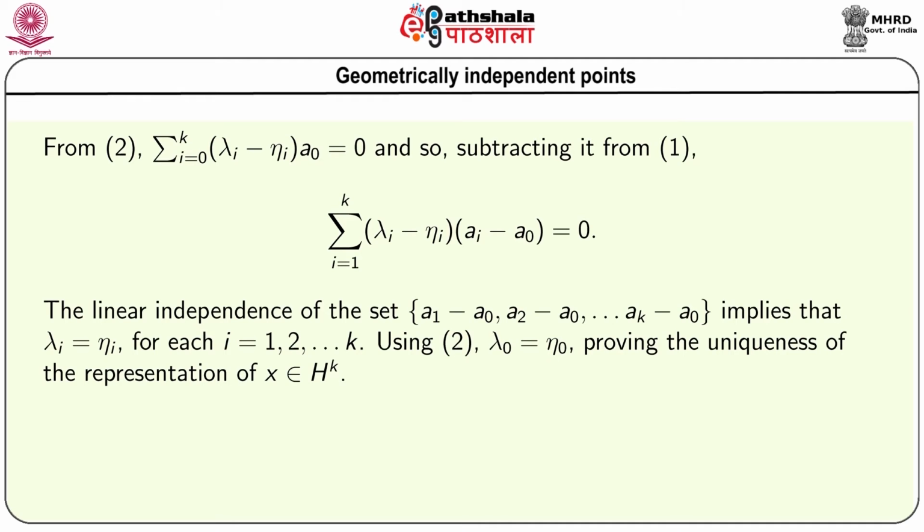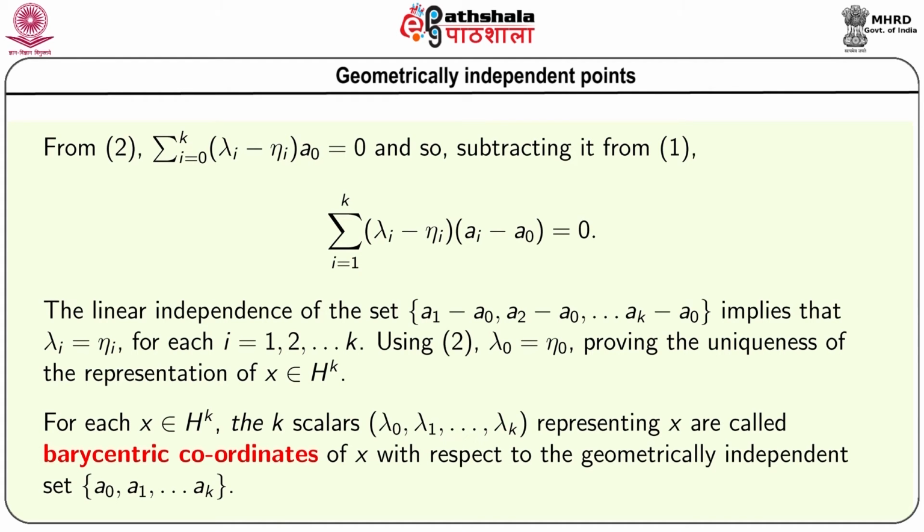The linear independence of the set a i minus a 0, where i varies from 1 to k, implies that lambda i is equal to eta i for each i equal to 1 to k. Using this in 2, we get lambda 0 is equal to eta 0, proving the uniqueness of the representation of x.